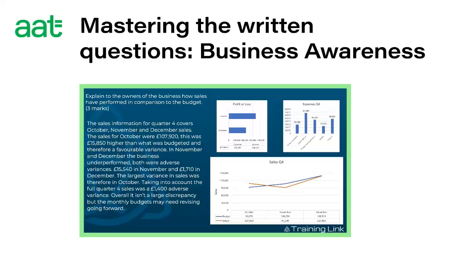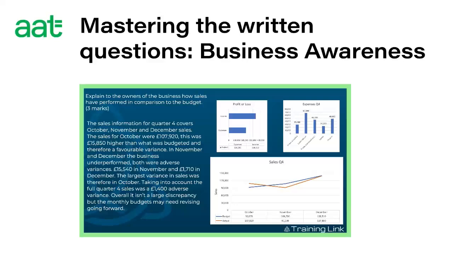The largest variance in sales was therefore in October, which was favourable. Taking into account the full quarter for sales, there was a 1,400 adverse variance. Overall, it isn't a large discrepancy, but the monthly budgets may need revising going forward. So we can see it is not an over complex answer. We are just spelling out what has happened to the examiner.